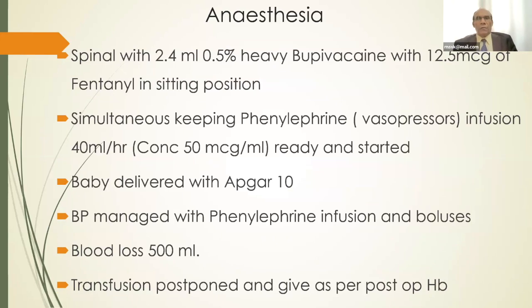So spinal anesthesia was administered with 2.4 ml of 0.5% heavy marcaine with 12.5 micrograms of fentanyl in sitting position. Simultaneously, a phenylephrine infusion is started at 40 ml per hour with a concentration of 50 micrograms per ml. And a baby boy delivered with a good Apgar of 10, blood pressure managed with phenylephrine infusion and boluses, and the blood loss is 500 ml. At this stage, the transfusion is postponed and given postoperatively if it is necessary.